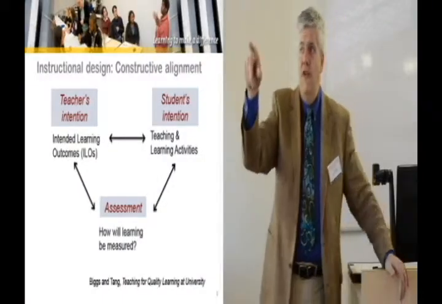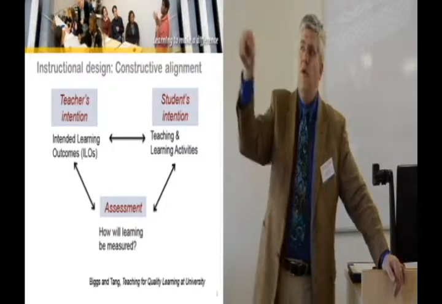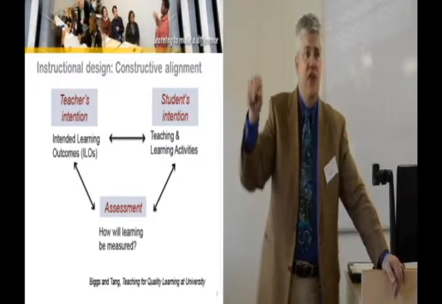The third part of that triangle is assessment. How will learning be measured? And all of those three things need to be aligned. So when you assess things, you need to be assessing things that are important to you, but you need to assess them in a way that's aligned with students' intentions, or essentially you'll just end up measuring the wrong thing. So that's instructional design.